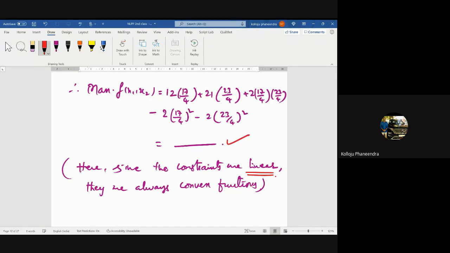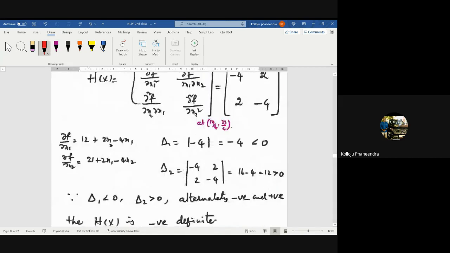Okay, just find this value. Don't write "find" in the examination. Find this value. Okay, this is the Kuhn-Tucker condition. Any doubts?